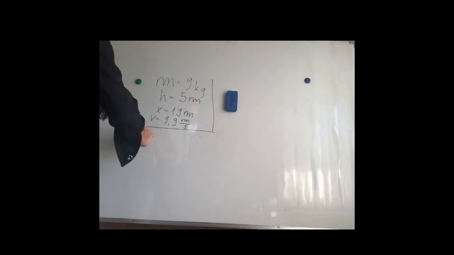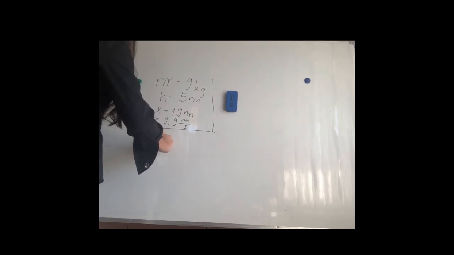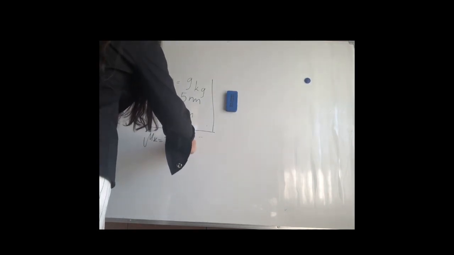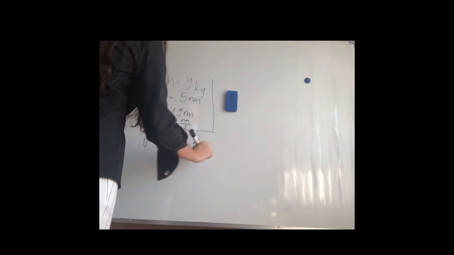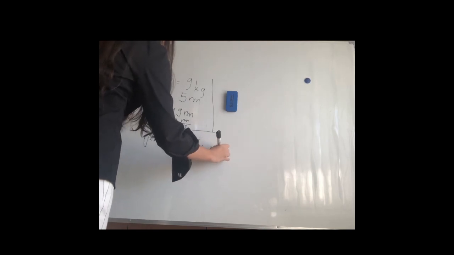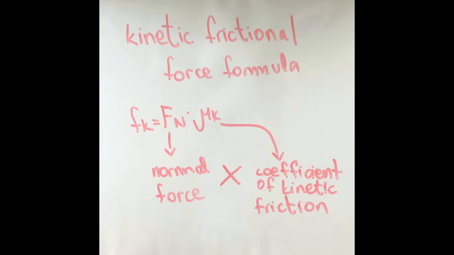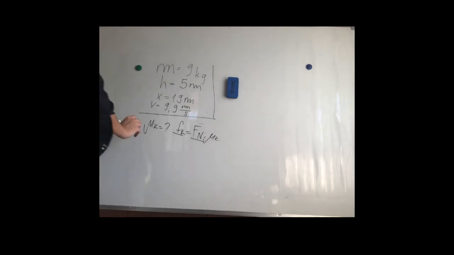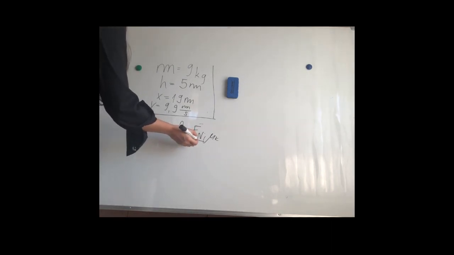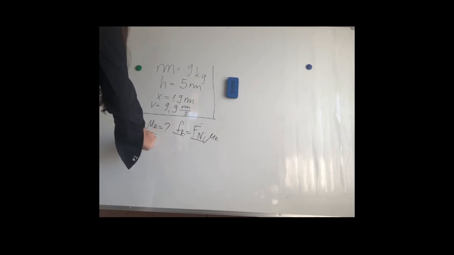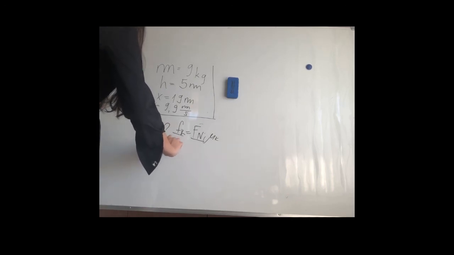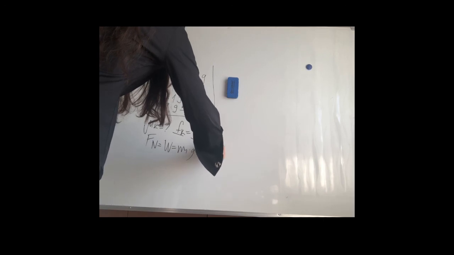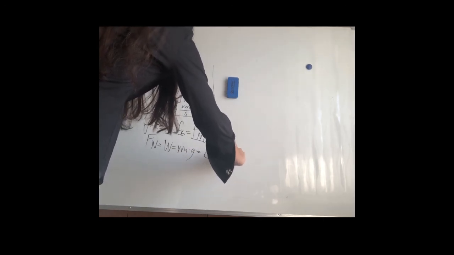So now we need to find the coefficient of kinetic friction. We're going to do this by using the formula for kinetic frictional force, which is equal to normal force times the coefficient of kinetic friction. So now we need to find the normal force and the kinetic frictional force. So how are we going to do that? To find our normal force, that's easy because we know that normal force is equal to weight, which is equal to m times g. And when you calculate that, you will get 88.29 newtons.